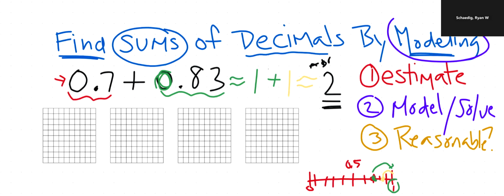The reason we do this is because when we go ahead and do the modeling and the math, if we have an answer that's nowhere near 2, we might think, oh, I might have made an error. I might have made a mistake. This maybe didn't work. So there's our estimation. That was step 1. Step 2 is we're going to model and solve.